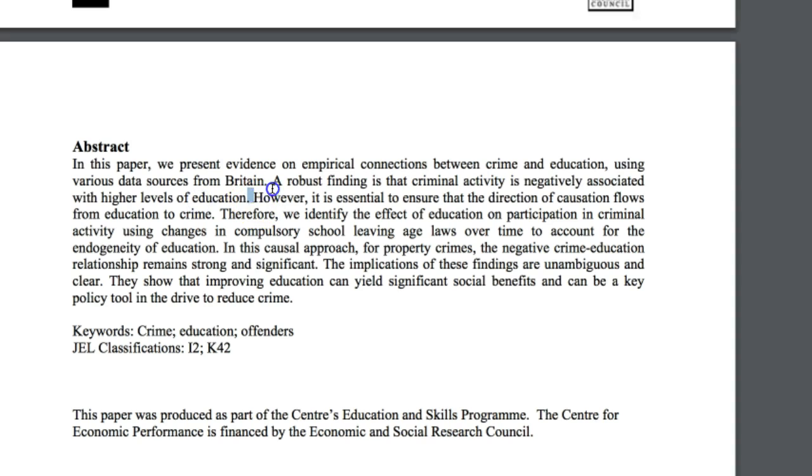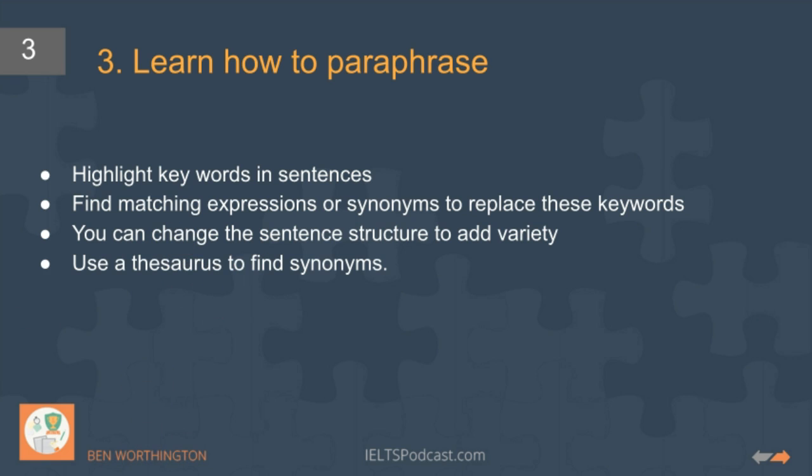So let's just see how we would do it in this case. So here, instead of criminal, we could say unlawful. A robust finding is that unlawful or illegal activity. What else could we use instead of activity? We could restructure the sentence and we could say a robust finding is that engaging in illegal acts is negatively associated with higher levels of academic performance. Okay? Of course, we're going to slightly change the meaning, but what's more important is that we're going to pick up points for our lexical resource.